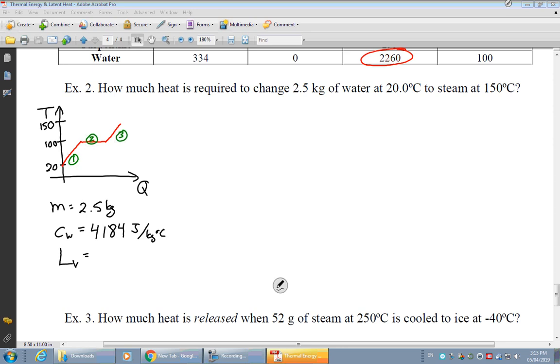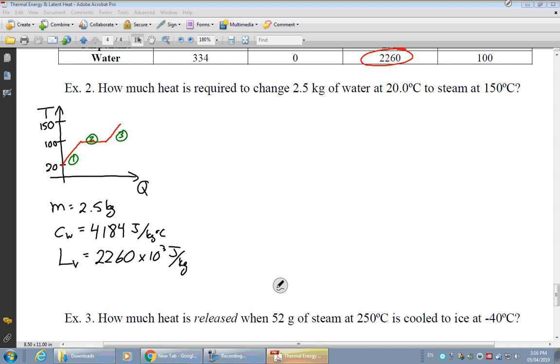So I'm going to just write it this way, 2260 times 10 to the 3 joules per kilogram. And that's my way of saying it's really 2,260,000 joules per kilogram, or about 2,260 kilojoules per kilogram. Either way, it's saying the same thing.